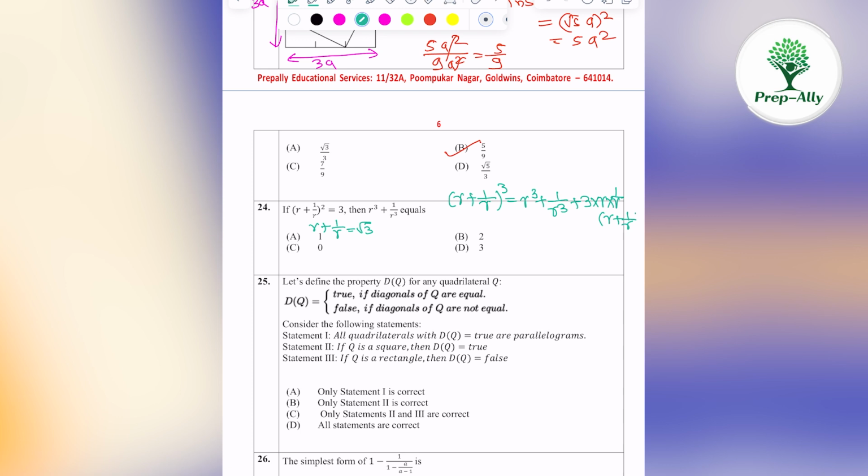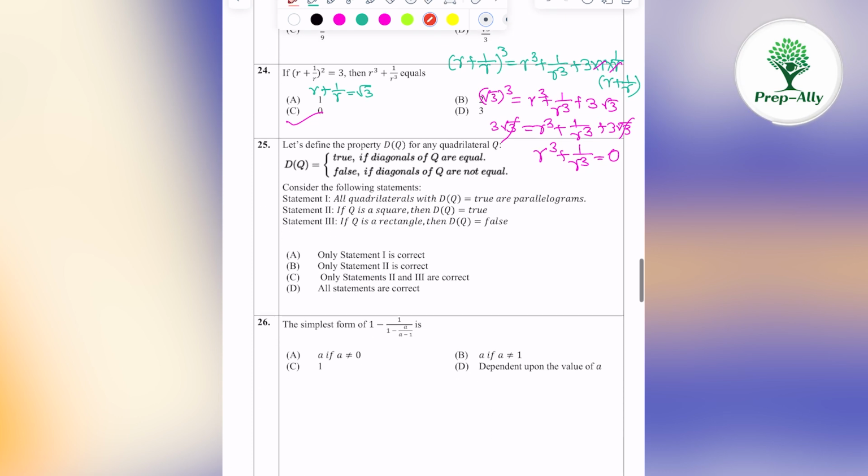into a plus b. So here r plus 1 by r cube, if I substitute this value we are getting root 3 raised to the power 3, r cube plus 1 by r cube, and this r and r is cancelled out, so 3 into root 3. Now root 3 raised to power 3 we can write 3 root 3, this is r cube plus 1 by r cube, and this is 3 root 3. Now these two terms are cancelled out, we are getting the value of r cube plus 1 by r cube equal to 0. So we can write here option C is the correct one.